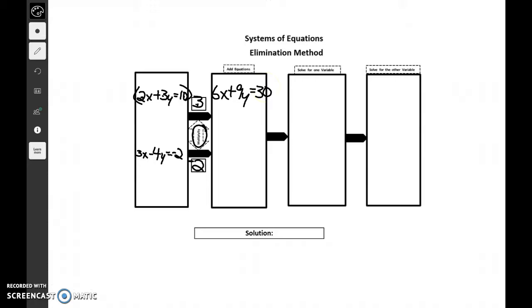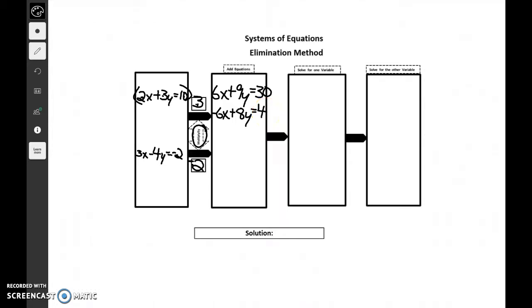After that, we're going to do the bottom one. On this one, we've got negative 2 times 3x, which is negative 6x. Negative 2 times negative 4y is positive 8y. And then negative 2 times negative 2 is positive 4. So it's all going to be equal to positive 4.